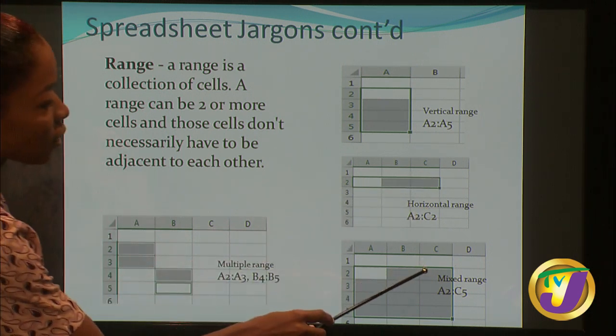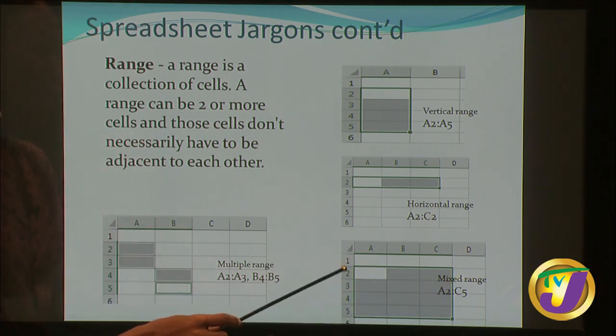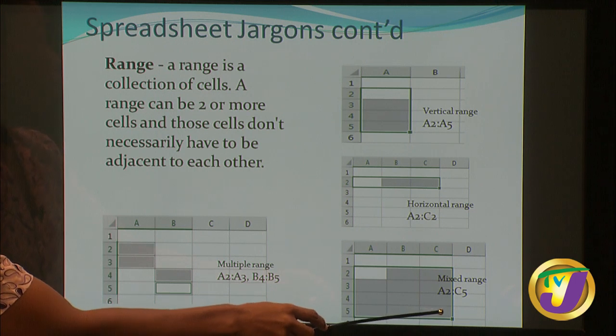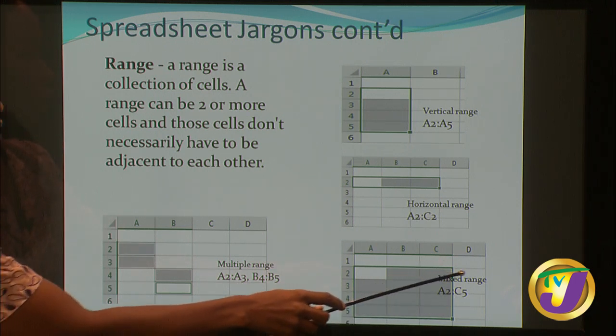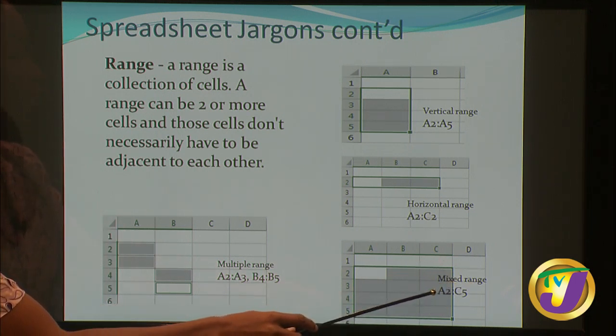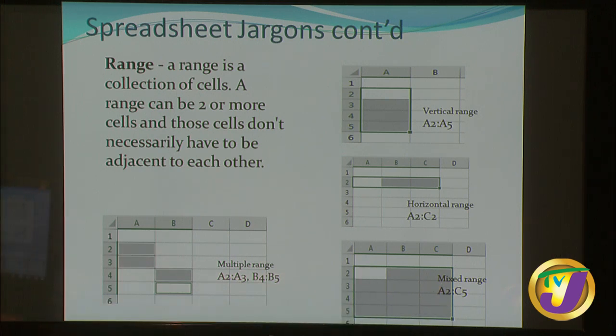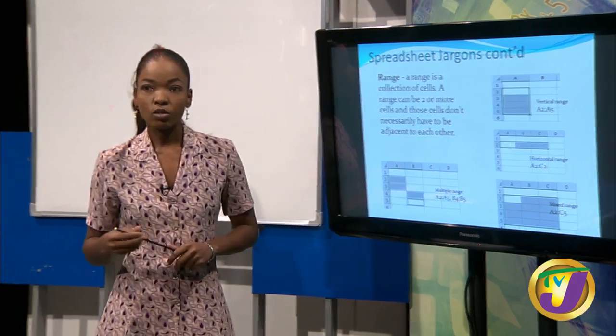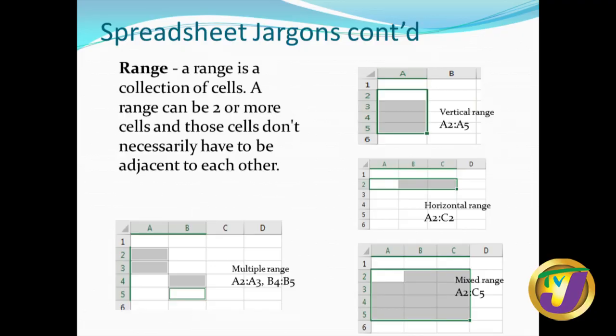The mixed range is from A2 to where it ends in C5. So our cell range in the mixed range, this one here for the example, is A2 to C5. And our multiple range, A2 to A3 and B4 to B5, is what we will use in this range to use in this formula here.